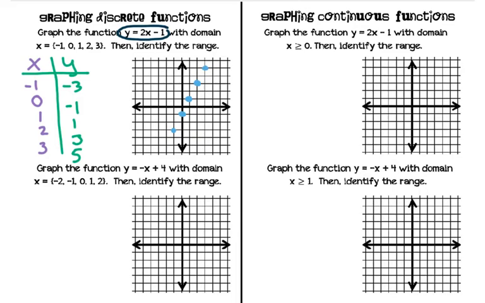And then it says identify the range. So we would write that as a set of numbers. So we have -3, -1, 1, 3, and 5. Okay, let's try another one.